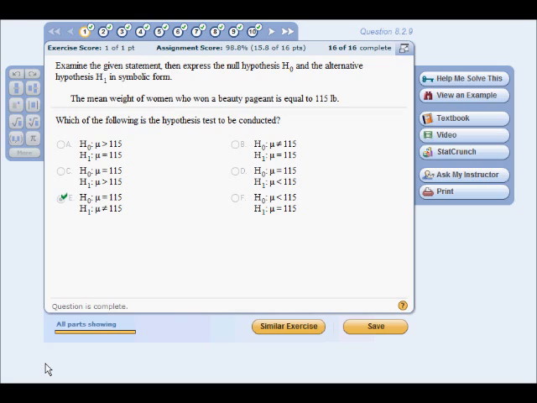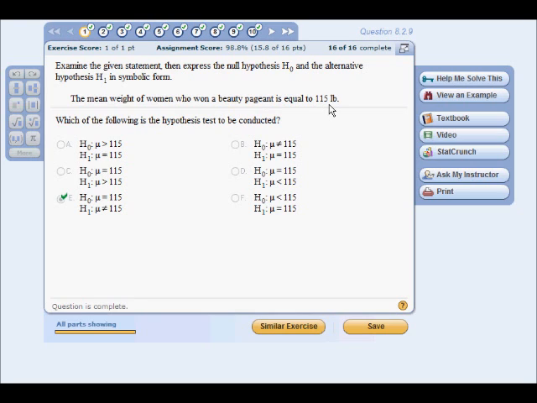Here we have our first problem. Examine the given statement, then express the null hypothesis, H sub 0, and the alternative hypothesis, H sub 1, in symbolic form. Our statement is the mean weight of women who won a beauty pageant is equal to 115 pounds.